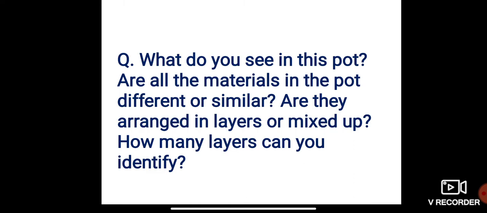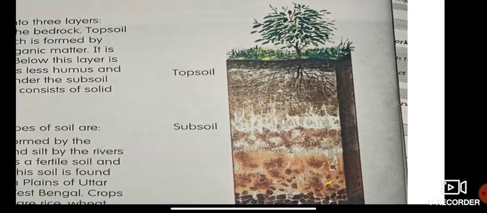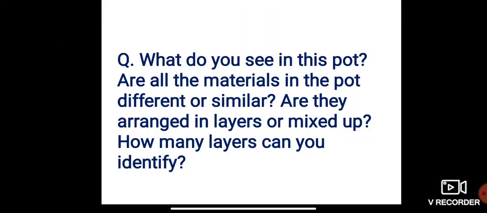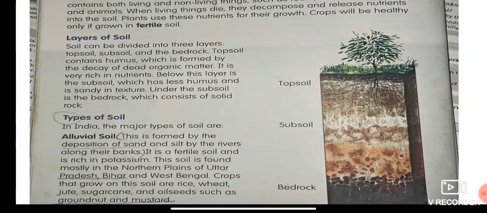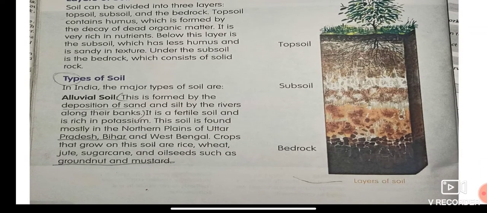Now what do you see in this pot? Just imagine this is a pot. What do you see in this pot? Are all the materials in the pot different or similar? Are they arranged in layers or mixed up? How many layers can you identify from this picture?